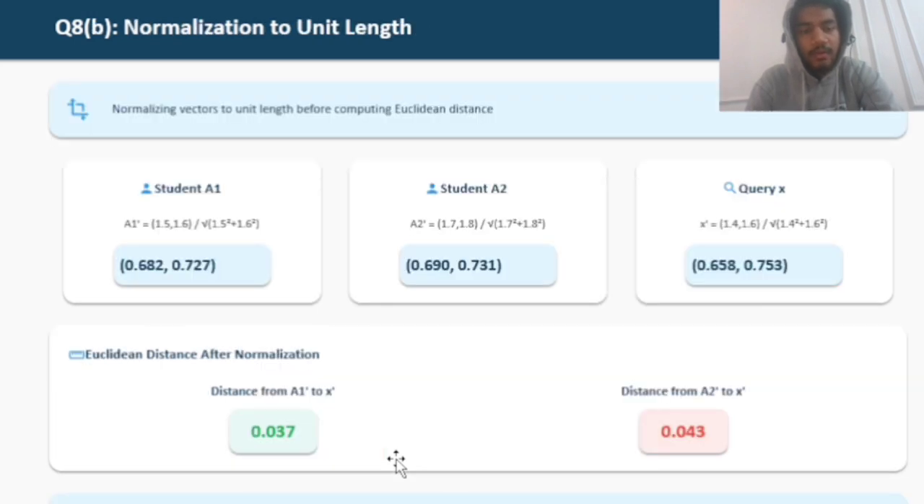Now we have been asked one more thing in our question: normalization to unit length and recomputed distance. Before comparing, we normalize all vectors to unit length. After normalization, these are the data showing in the slide, the values after normalization.